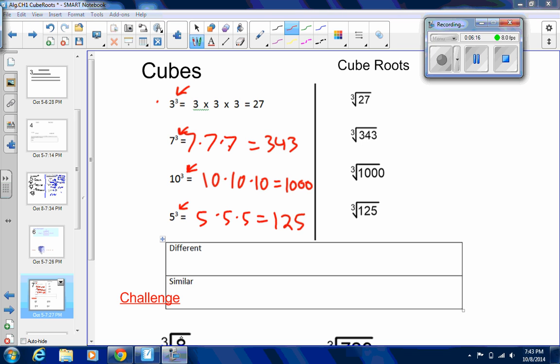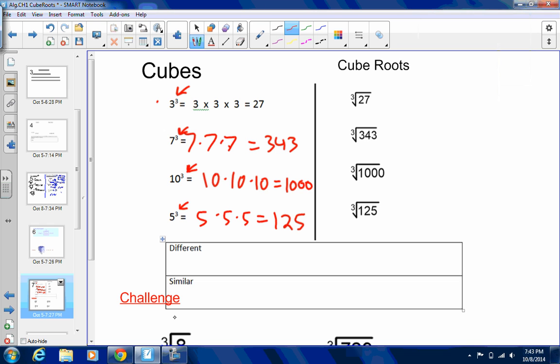All right, so what does that have to do with what we call cube roots? Kind of like squares and square roots, now we're going to do cubes and cube roots. The only thing that's different between a square root and a cube root is this little guy right there. It's saying it's a 3. That means it's a cube root. If you notice, that's on all of them.